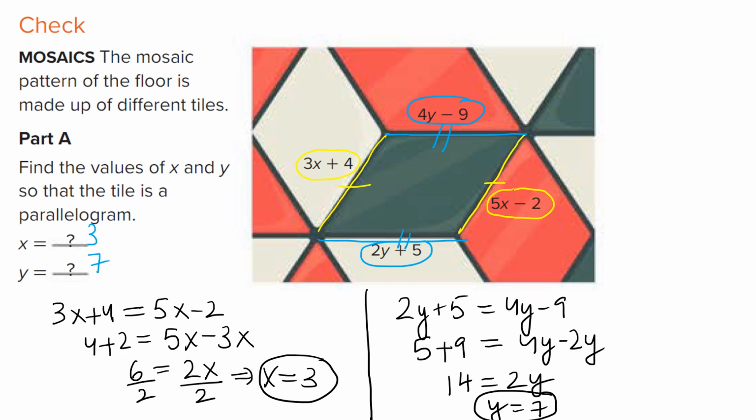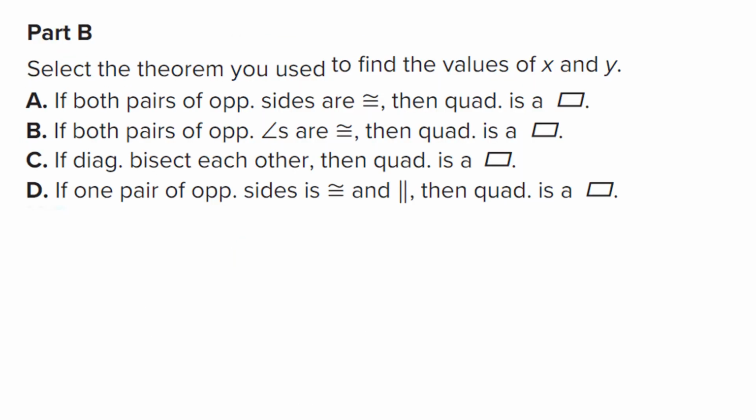So which theorem did we use? We used the theorem that if both pairs of opposite sides are congruent, the quadrilateral is a parallelogram. We looked at the opposite sides, not the angle, so that is not true. We did not look at the diagonal, so that is not true. And we did not take only one pair of opposite sides equal and parallel, so that is not true. The first is the correct one, where we took both pairs of opposite sides congruent, or equal, and we said that the quadrilateral is a parallelogram. So that's the theorem you will select.